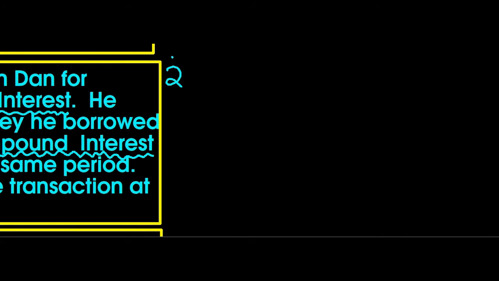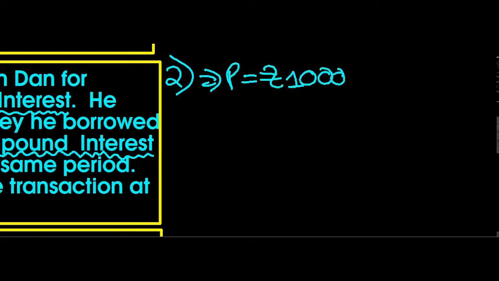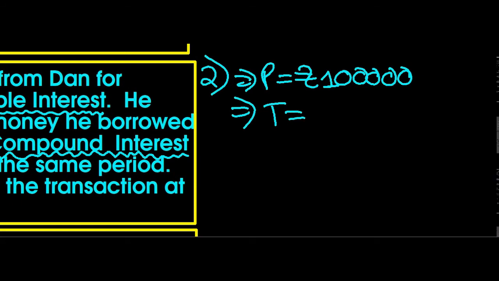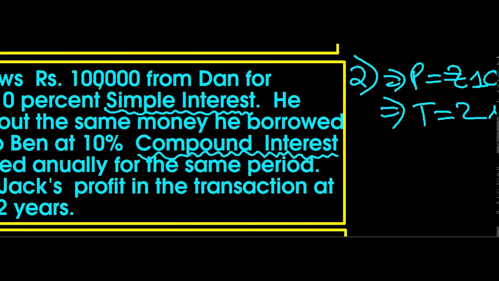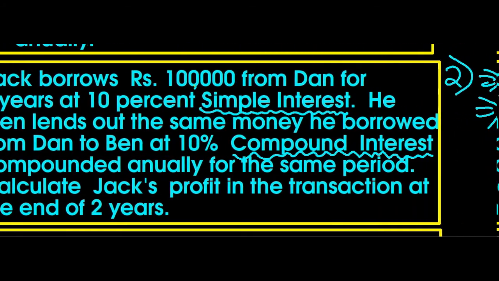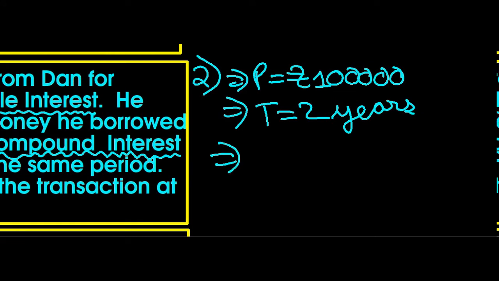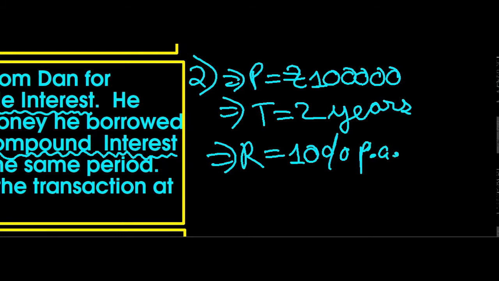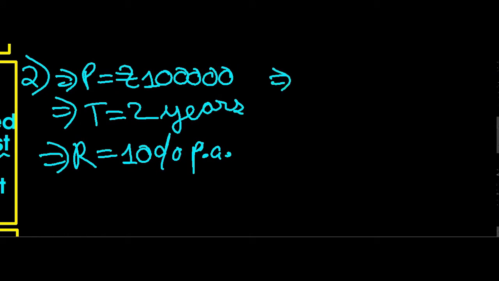So let's solve this sum number 2 here. So friends, P is equal to rupees 1 lakh, and T is equal to 2 years. T is equal to 2 years as we are finding out the simple interest here. That is why we are writing capital T. And R is equal to 10% per annum. So now let's solve this sum.